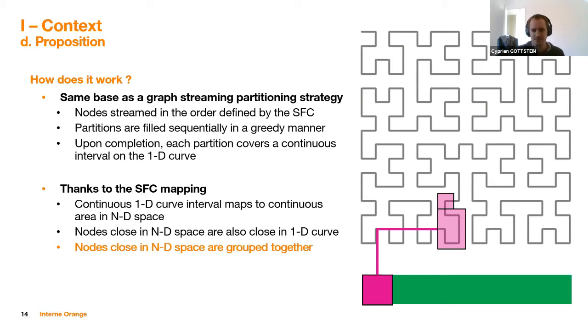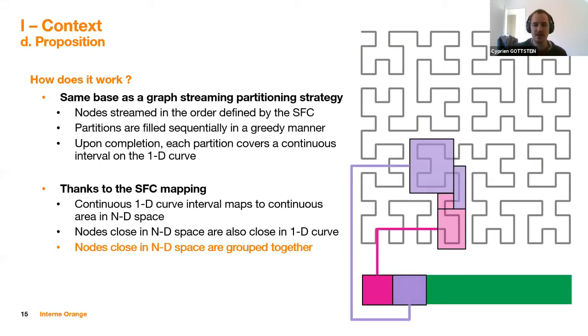You won't see my mouse, it's fine. On the bottom, you have in bright purple, dark purple, the continuous interval. And if you look at the multidimensional space here in 2 dimensions, it will map to a continuous area. So nodes close in multidimensional space are also close in the unidimensional curve. And this leads to nodes close in multidimensional space ending up stored together within the same partition. If you add others, you can see that they all are plugged to each other as they follow the order defined by the curve. And when you add every partition, you will cover the whole space of your graph.